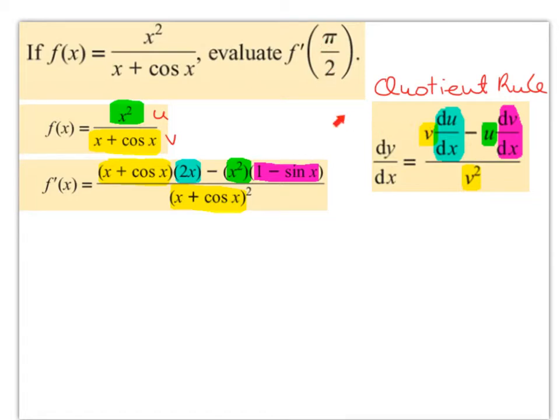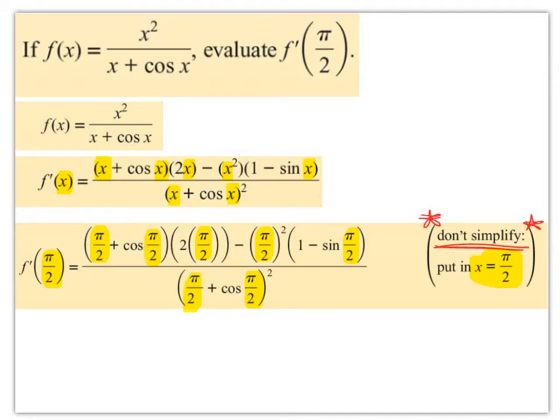So v is going to be x plus cos x, so we write that down with brackets. That's multiplied by du dx. So the derivative of x squared is 2x. Then we bring over the minus. Then we stick on u, which is x squared with brackets. And that's multiplied by dv dx. So the derivative of x plus cos x, well, the derivative of x is 1. The derivative of cos x is minus sine x with brackets. And that's all divided by v squared, which is x plus cos x, all squared.